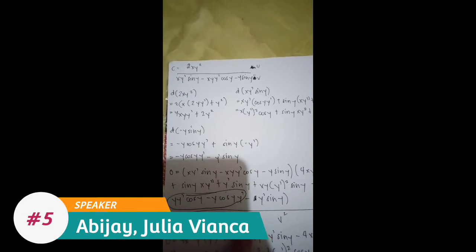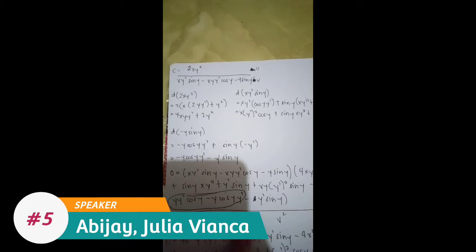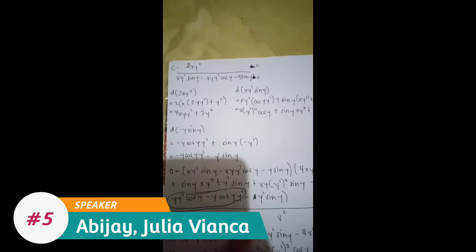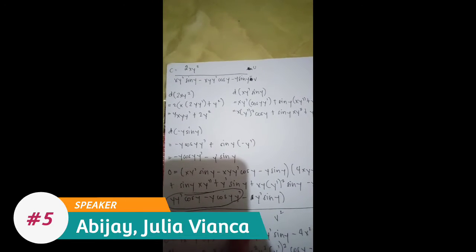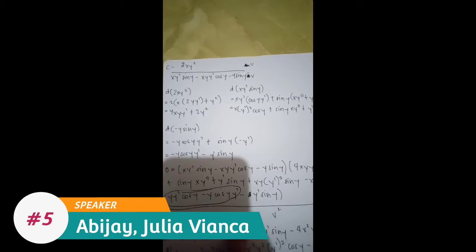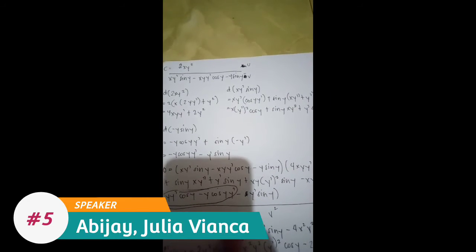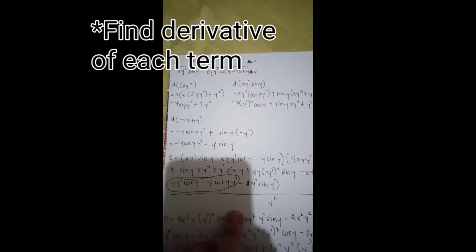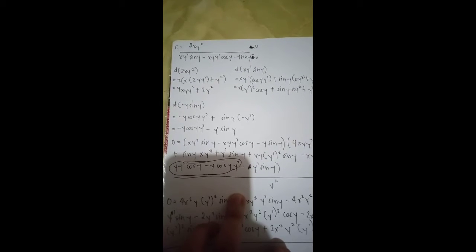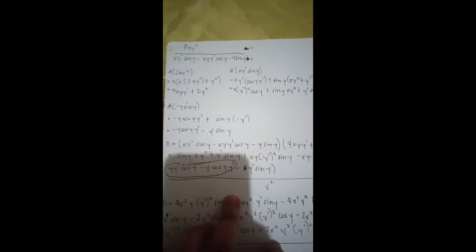t equals 2xy squared over x, derivative of y sine y, minus xy, derivative of y, cosine y, minus y sine y. D of 2xy squared is equal to 2x times 2y, derivative of y, plus y squared. For xy, derivative of y plus 2y squared.